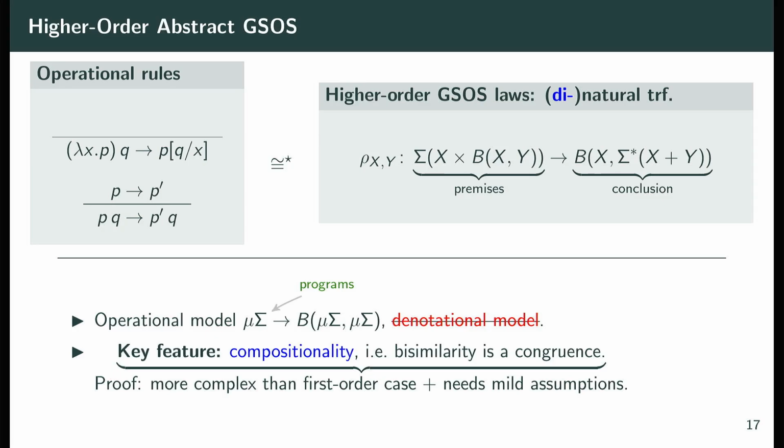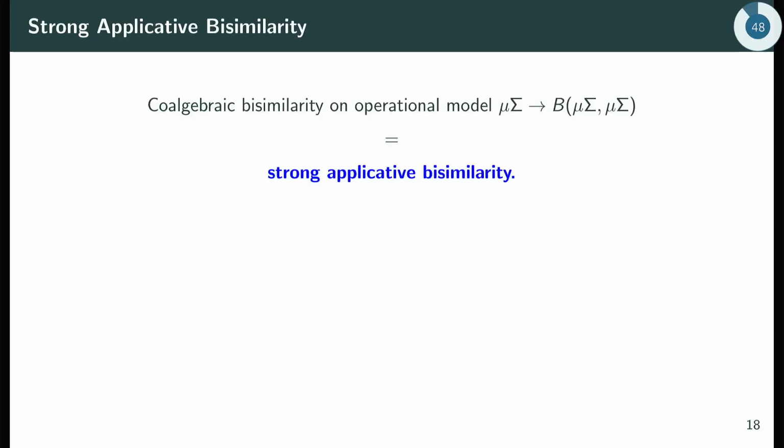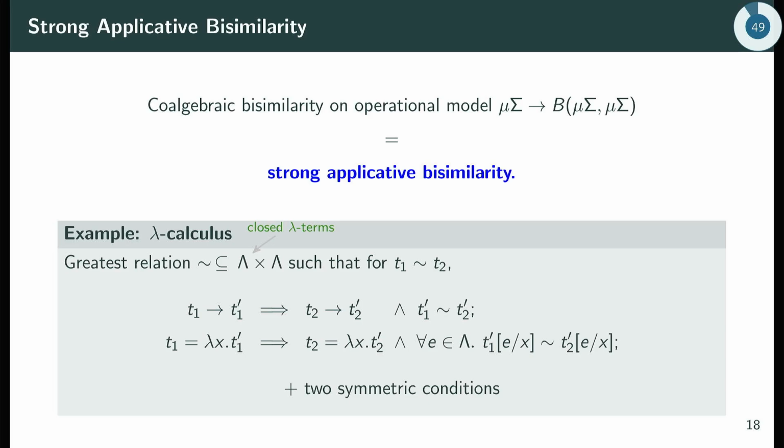But I think it's worth pointing out what co-algebraic bisimilarity is for the lambda calculus. Co-algebraic bisimilarity on the lambda calculus amounts to strong applicative bisimilarity, a strong variation of Abramsky's applicative bisimilarity. Let's spell it out.